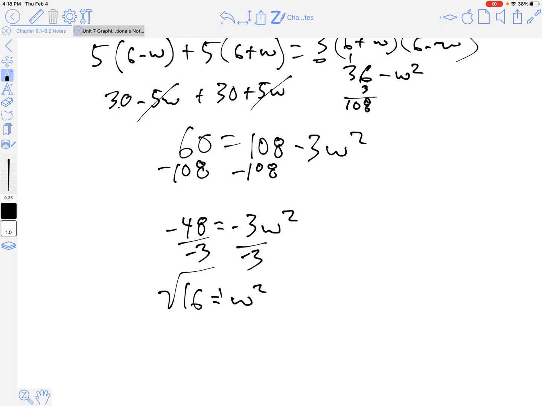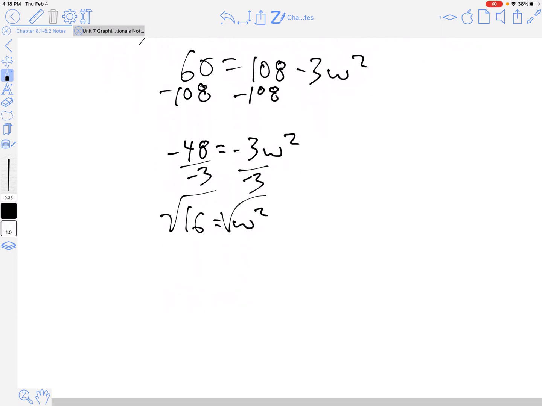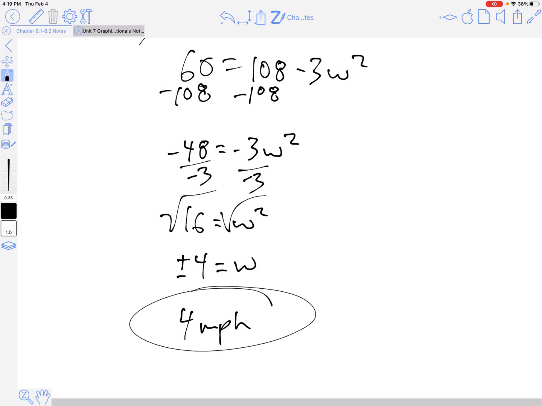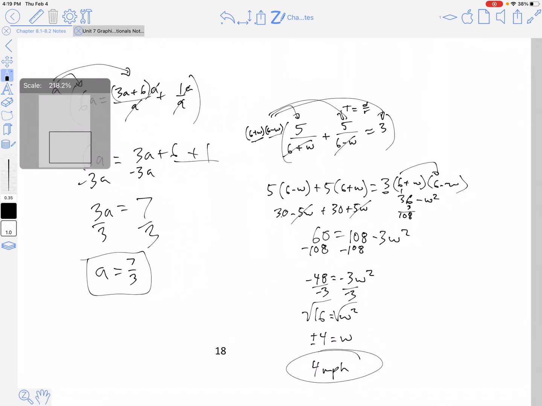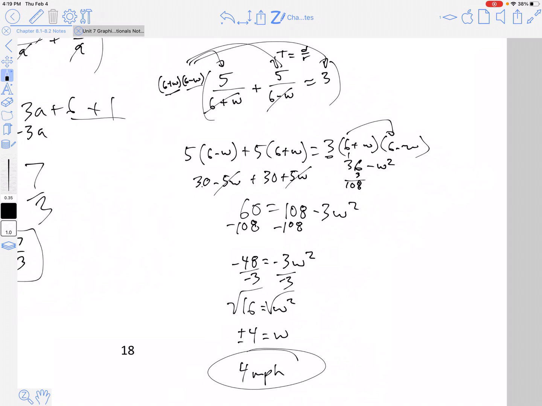And then I have to get rid of my square root. Remember that causes a plus or minus, which we don't really care about the negative because the wind's going to be 4 miles per hour. And so the key is, it's kind of like that current, and just imagining you're riding your bike in the wind. Yeah, it's going to make you go slower, or it's going to make you go faster if it's to your back.